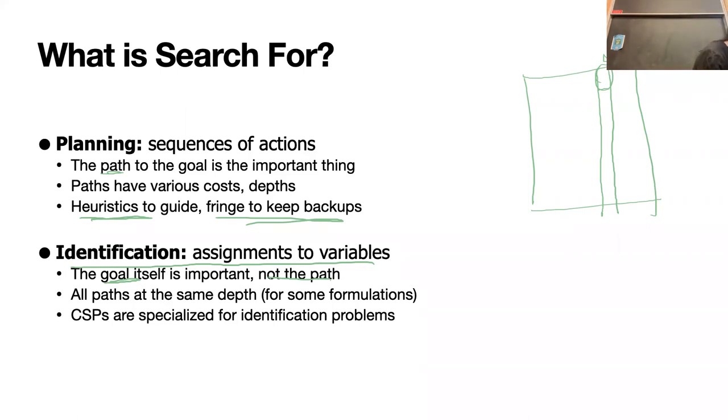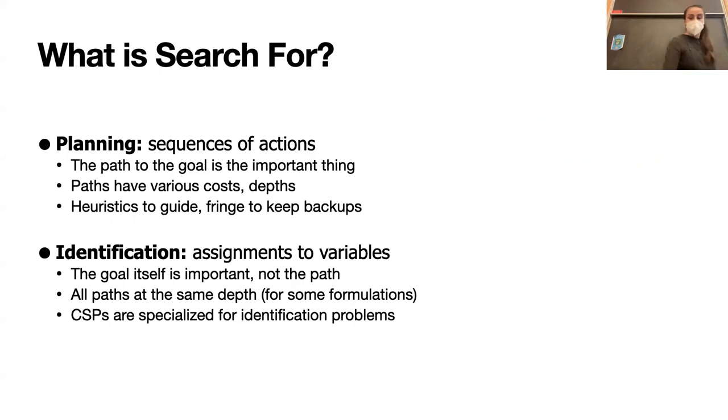And CSPs are a very specialized type of identification problem, and that's what we're going to be seeing here. Types of identification problems that you can see are things like matching problems and scheduling. You have a specific plane that you need to use at a specific time to get certain people on the plane. And just like we saw for search problems before, we also need a problem formulation for CSPs, which I'm hoping that we will get to today.